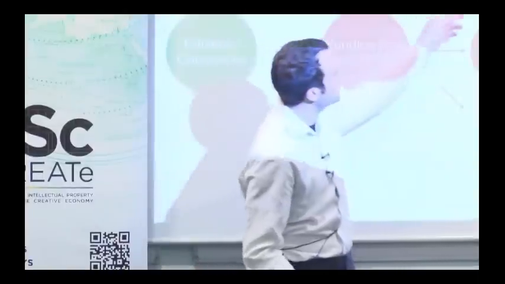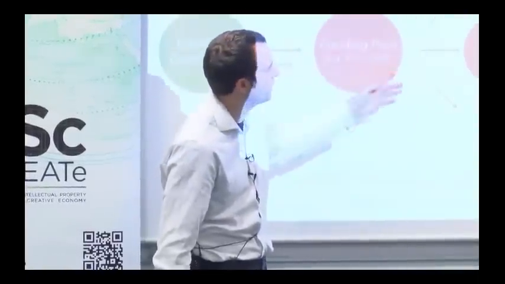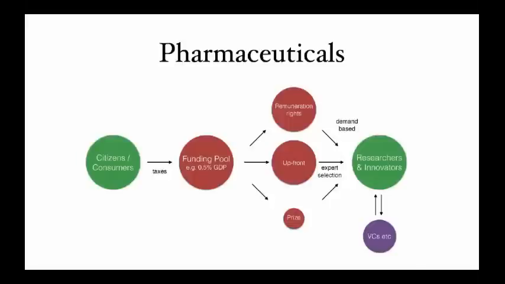One of the things I want to talk about is the remuneration rights and upfront funding. By upfront funding, I mean what we already do when we pay for research and academics. We take money and we say, here, researcher, you're doing great work on, I don't know, gene therapies. Please go and do more work on gene therapies, and that's what we're going to pay you to do. Essentially, it's expert selection. We put money in a pool for the research councils or the National Institutes of Health in the United States, and experts decide who gets money, and so on.